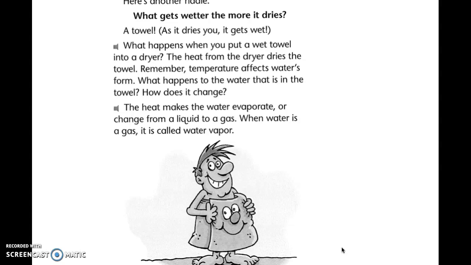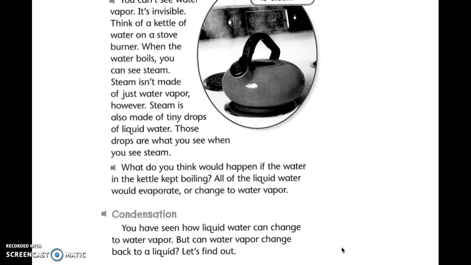What happens to the water that is in the towel? Does it change? The heat makes the water evaporate, or change from a liquid to a gas. When water is a gas, it's called water vapor. You can't see water vapor.